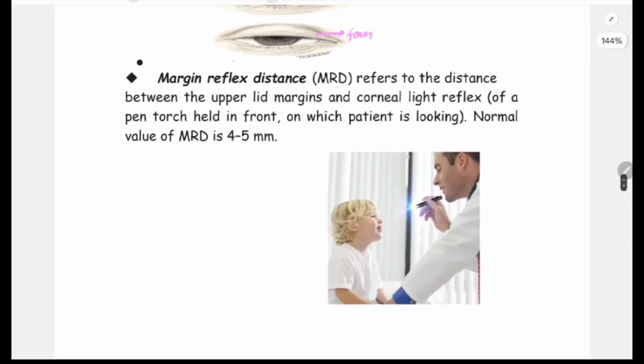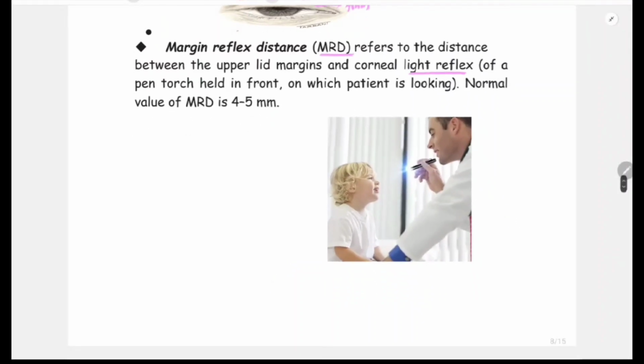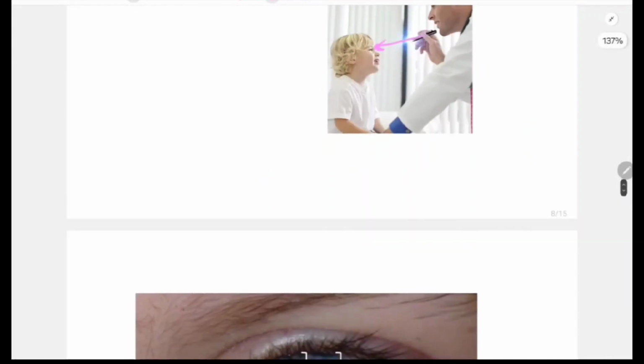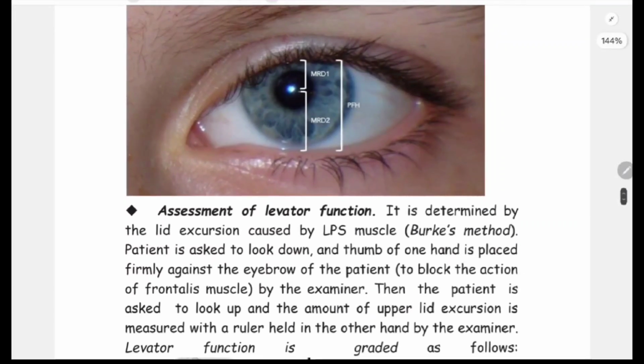Next is margin reflex distance. It refers to the distance between the upper lid margin and the corneal light reflex of a pen torch held in front of the patient, on which the patient is looking. The pen torch is held onto the glabella, and then we measure the margin reflex distance. This is the margin reflex distance, the distance between the eyelid and the corneal reflex. Normally, it is about 4 to 5 mm.